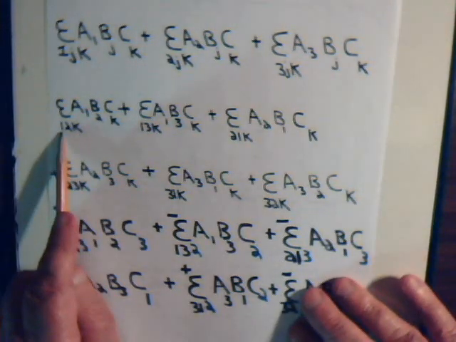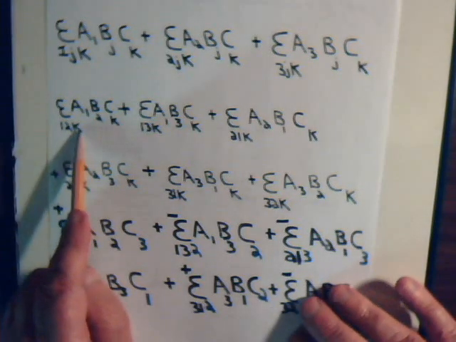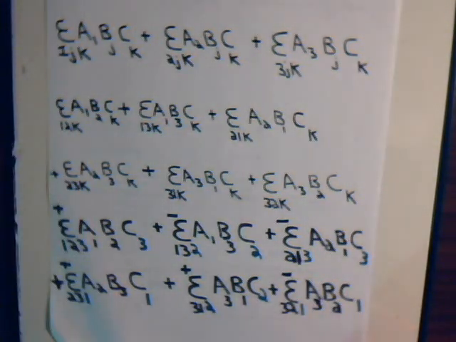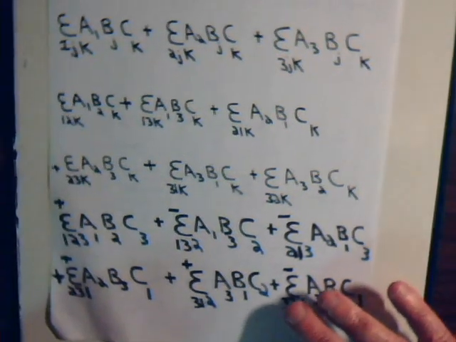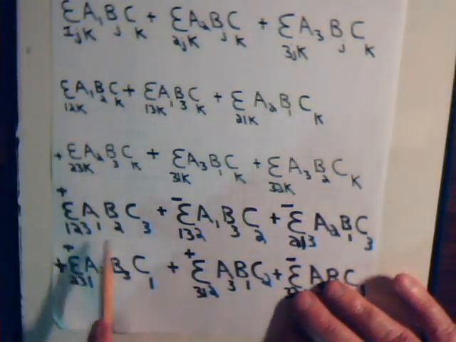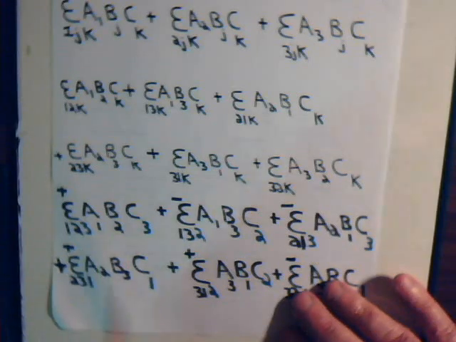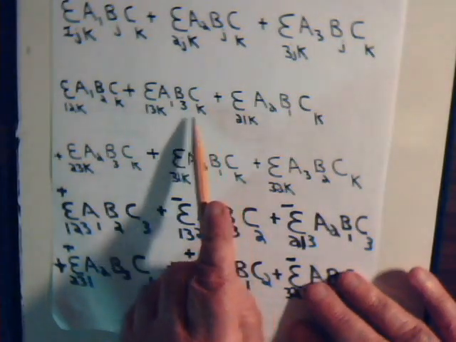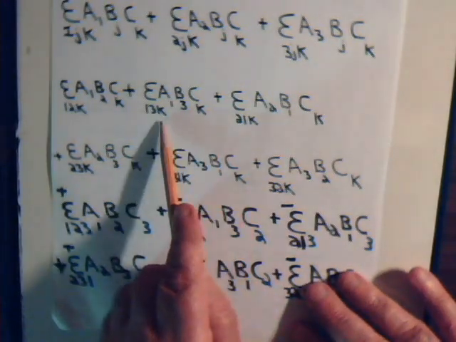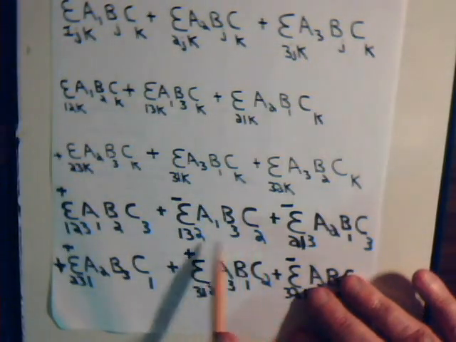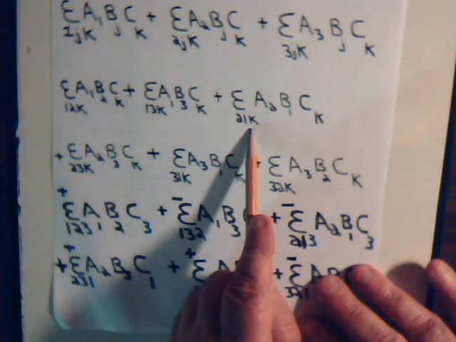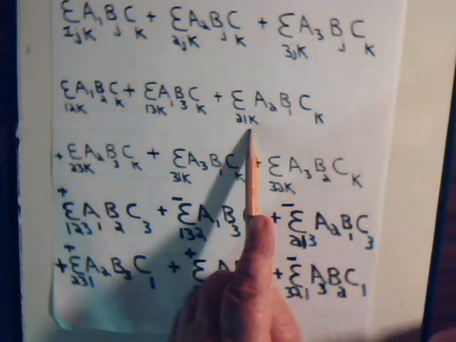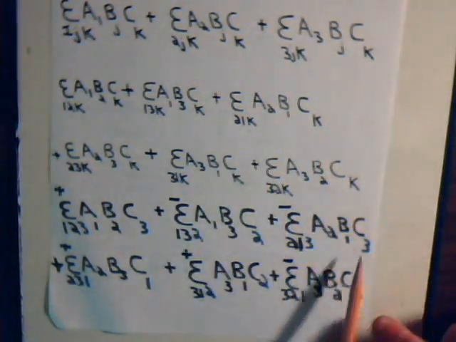K is 1, that's a repeated index, that's 0. K is 2, another repeated index, that's 0. K is 3. So that gives us this term right here. Then for here, the only non-zero term we get is when K is equal to 2. That's that term right here. The only non-zero term we get is when K equals 3.